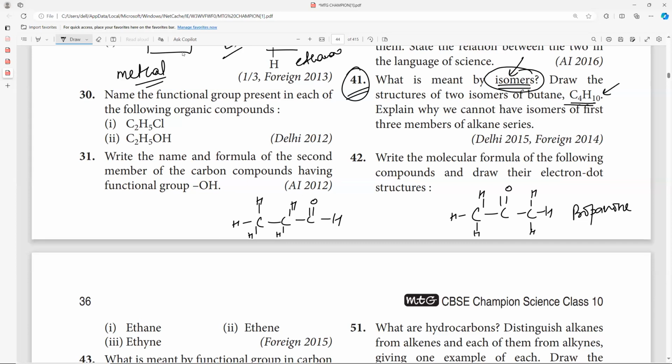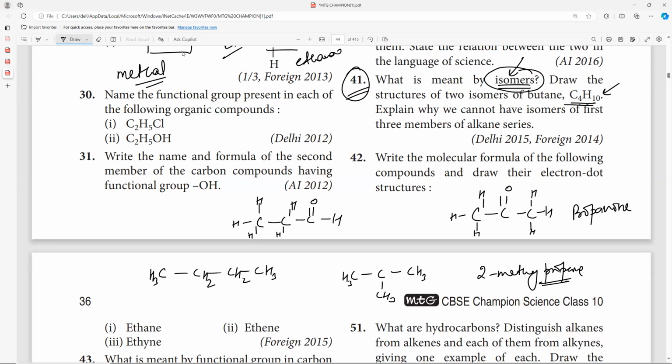So I think every one of you will be able to draw the isomers of butane. Is it difficult for you or not? Tell me. Yes, this is very simple. Butane has only two isomers. One is n-butane, normal, like this way, CH3, CH2, CH2, CH3. And what is the other one? Yes, 2-methylpropane. Got it?